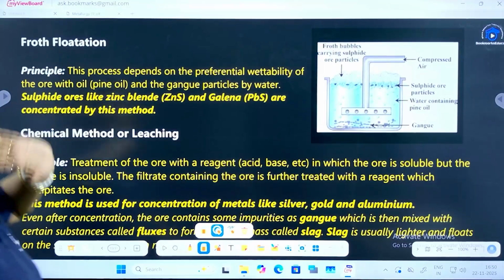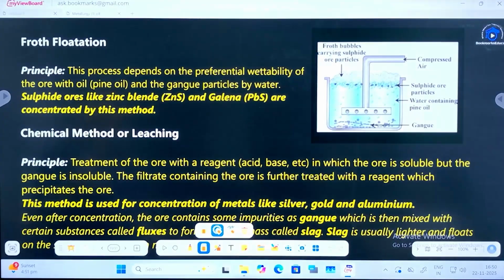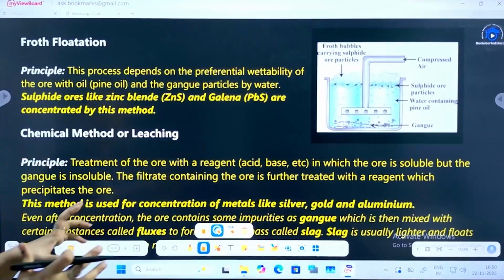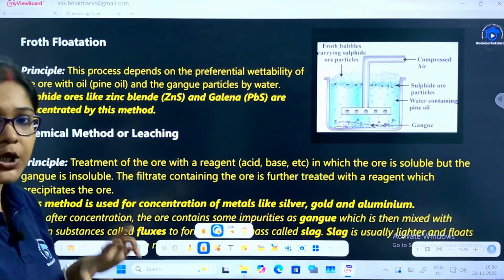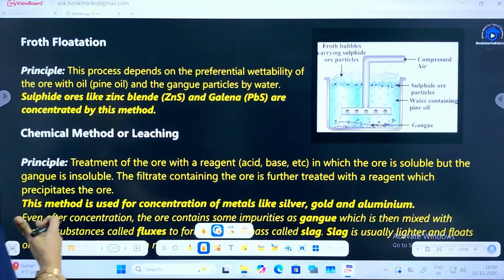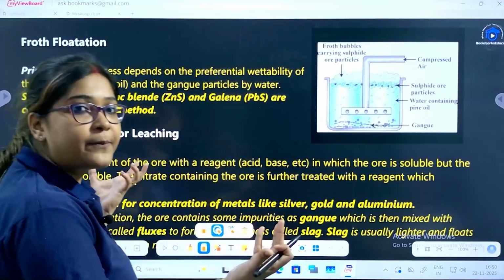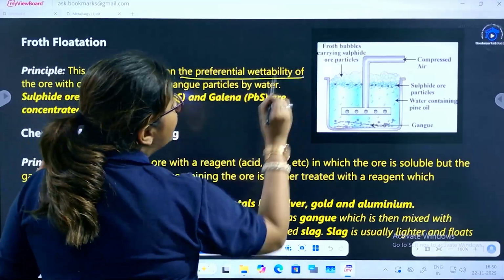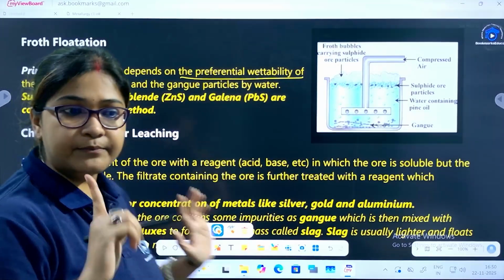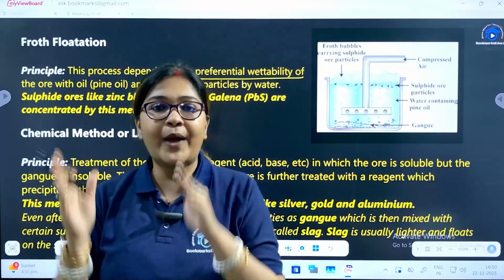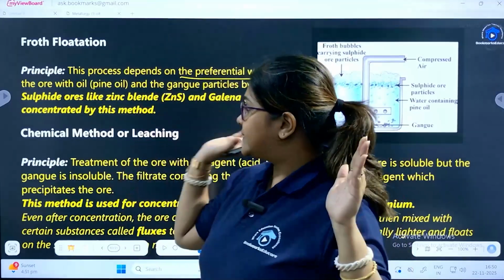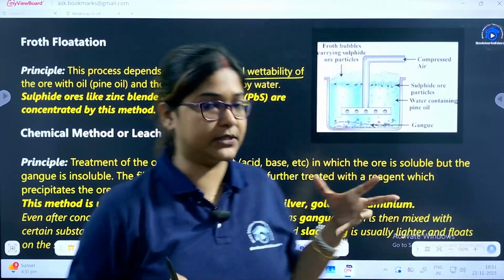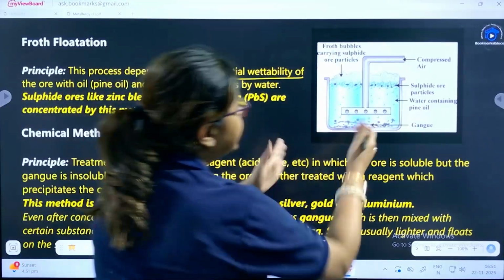Next comes froth flotation. Froth flotation, the principle involved is the preferential wettability of the ore with oil, oil meaning here pine oil, and the gangue particles by water. So this depends on the wettability property. That means the pine oil wets the ore material and water wets the gangue material. How does it happen? You see the image.